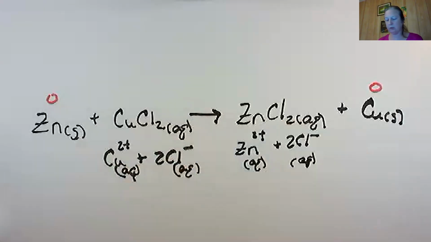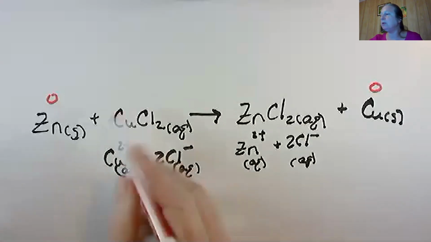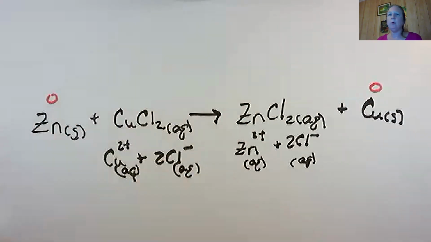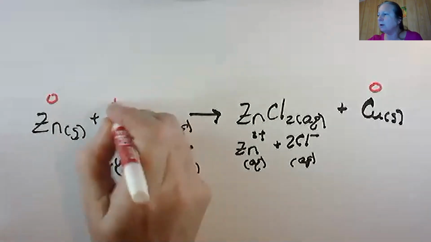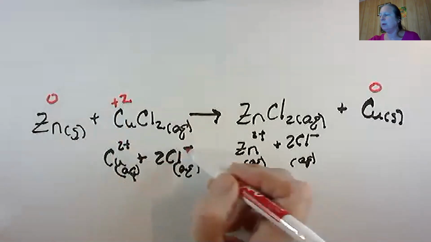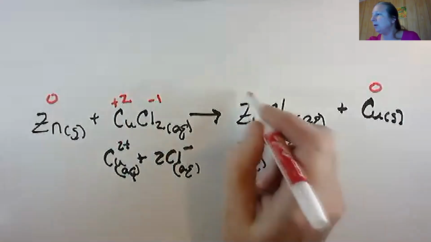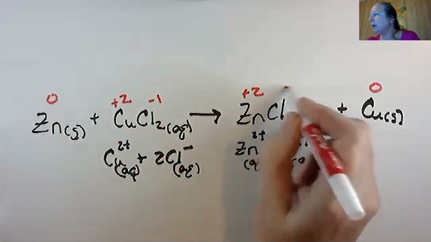It says aqueous. Now you can actually look at this and tell what my oxidation number is. So my copper is a 2 plus, even though it's not standing alone in this reaction equation. If you wrote it as an ionic equation, this is what's actually happening, and it is in fact plus 2. And my chlorides are each minus 1. My zinc here is plus 2. My chlorides are minus 1.